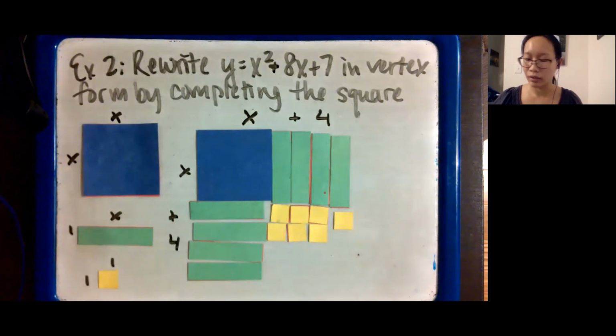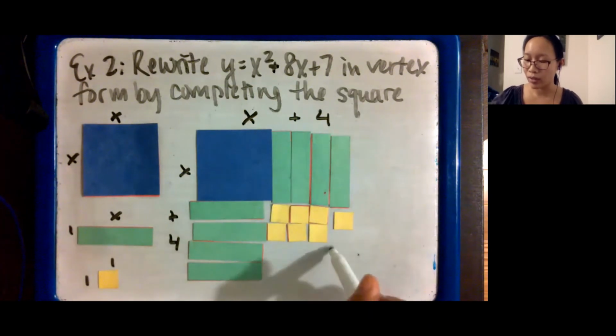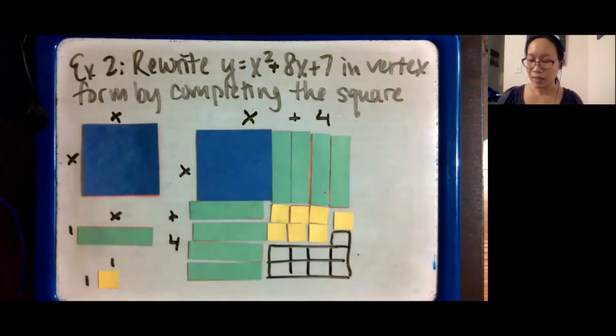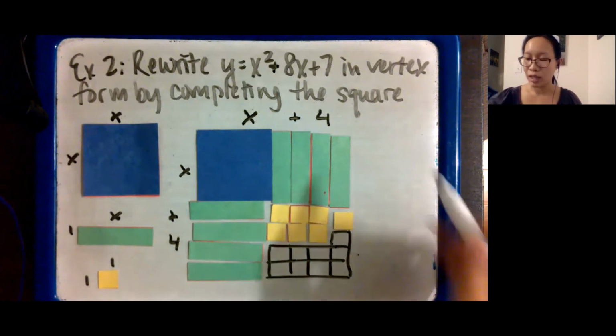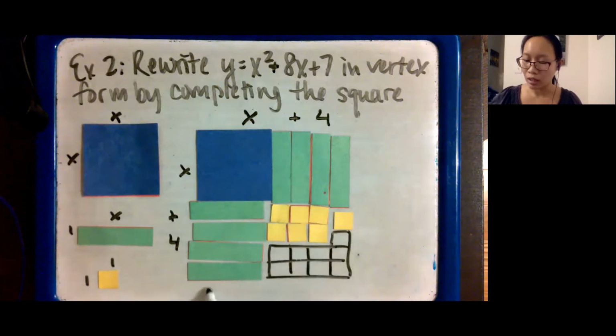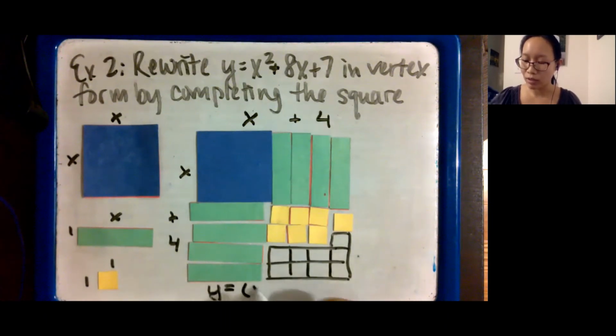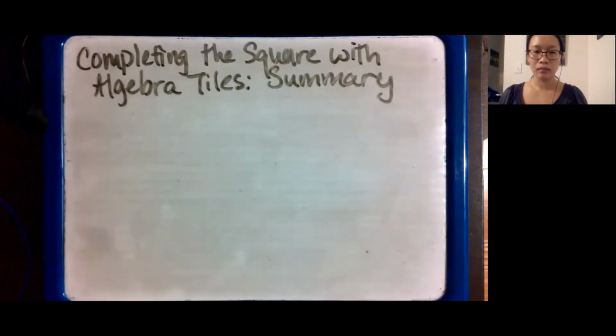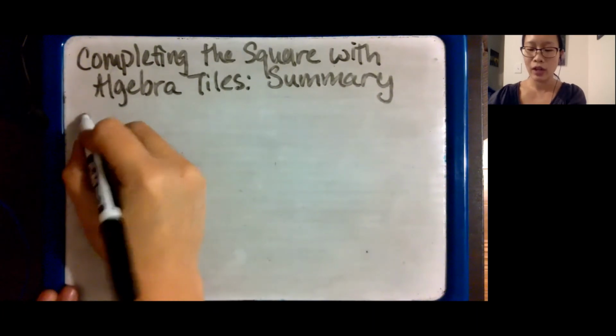Now I have x plus 4 on the top, x plus 4 on the side, so my side lengths are even, but I'm missing tiles on the inside, on the ones. I'm supposed to have 4 times 4, or 16, but I'm missing 1, 2, 3, 4, 5, 6, 7, 8, 9. I'm missing 9 tiles, which tells me that my equation in vertex form is y equals (x plus 4) squared minus 9.